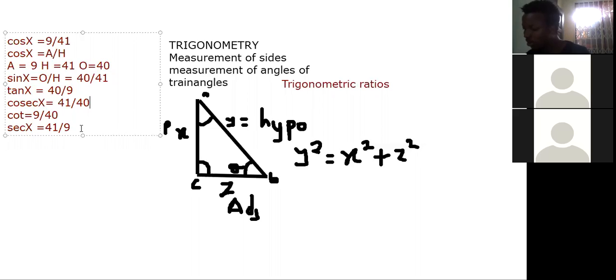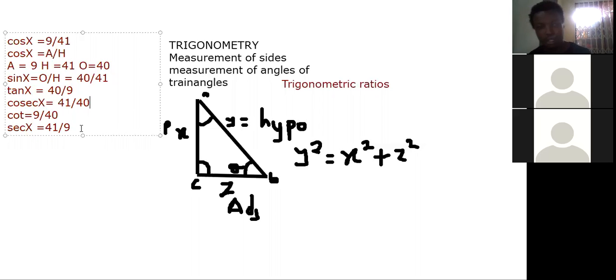There is one or two things we are going to do. When the class resumes, we are going to start with calculating for the angles. I hope you have your calculators with you. Yes, sir.